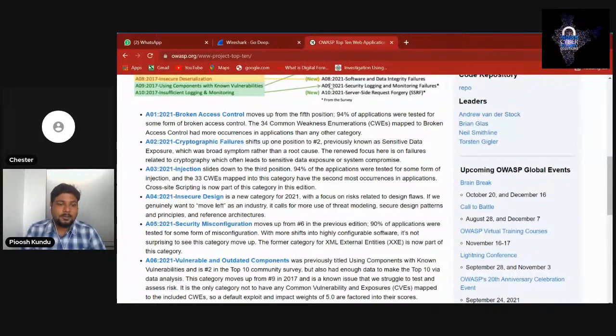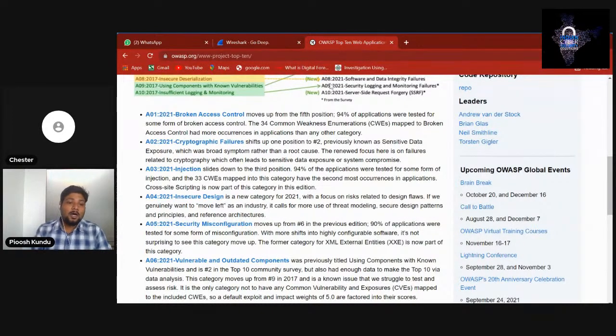In 2021, the third position is the injection category, which slides down to third. 94% of the applications were tested for some form of injection, and 33 CWEs, the common weakness enumerations mapped into the category, have the second most occurrences in the applications. Cross-site scripting is now part of this category in this edition.